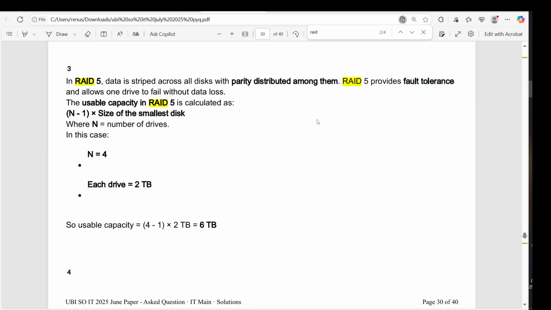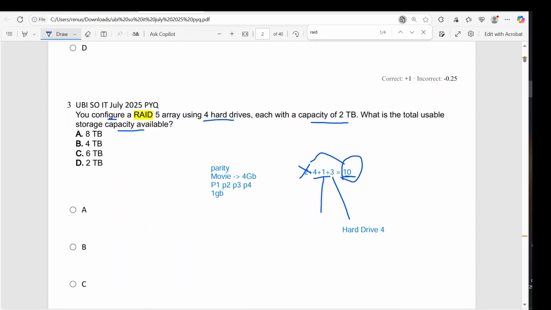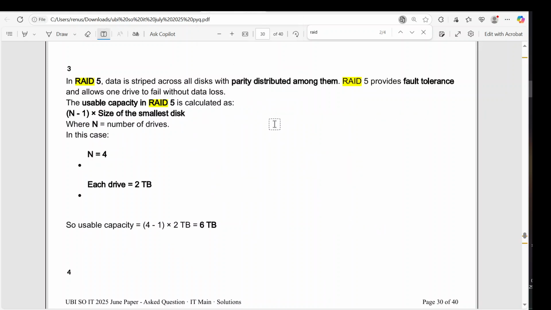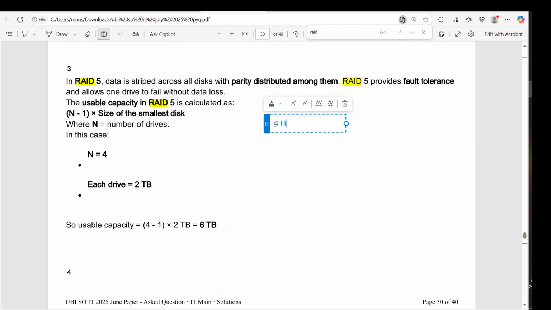For that, I will use one hard drive. So in total, I have four hard drives, and each hard drive is of 2 TB. So the total available space is 8 TB without the RAID configuration.